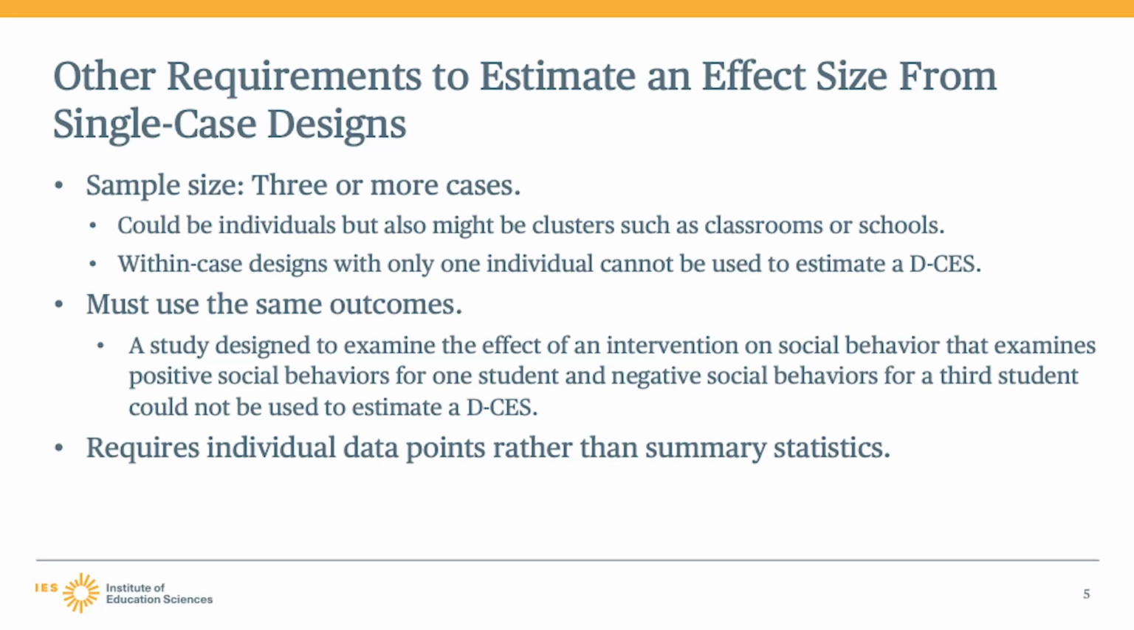Finally, unlike the other effect sizes that the WWC uses, it is not possible to estimate a D-CES from summary statistics reported by primary study authors. Rather, estimating a D-CES requires access to the individual data points. Most of the time, these individual data points will be available in the form of a plot, although occasionally they might also be provided in a table.